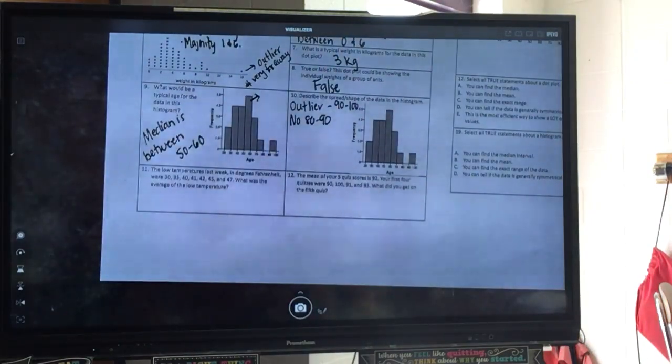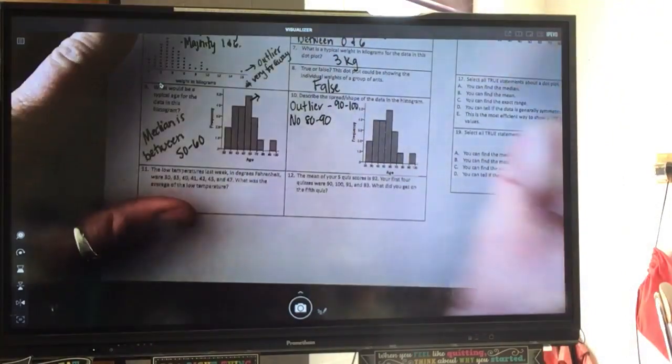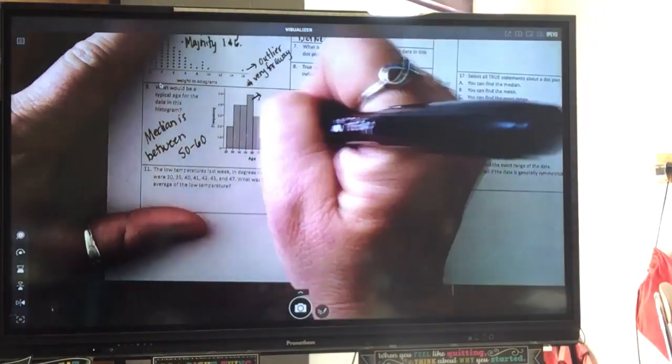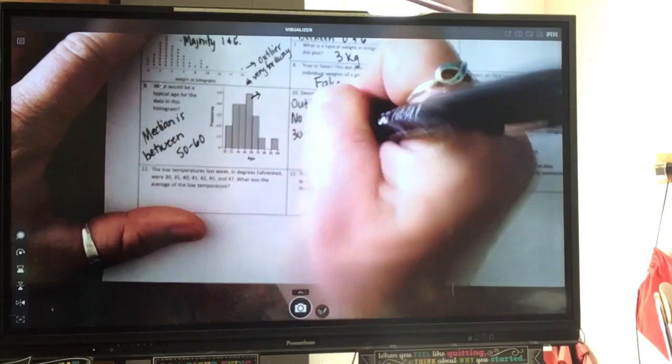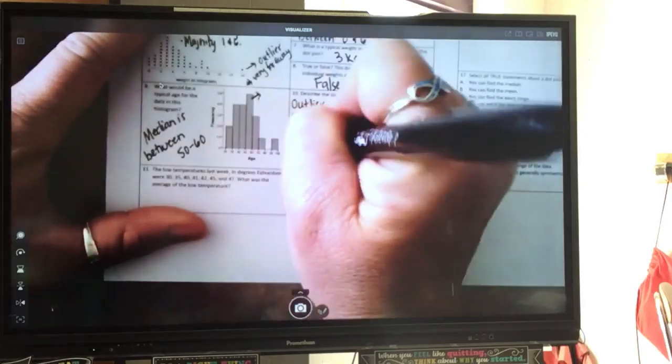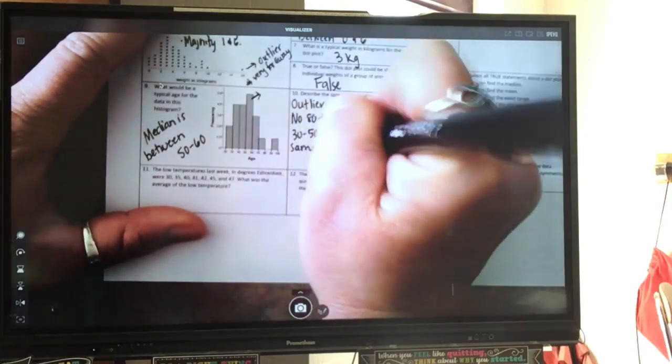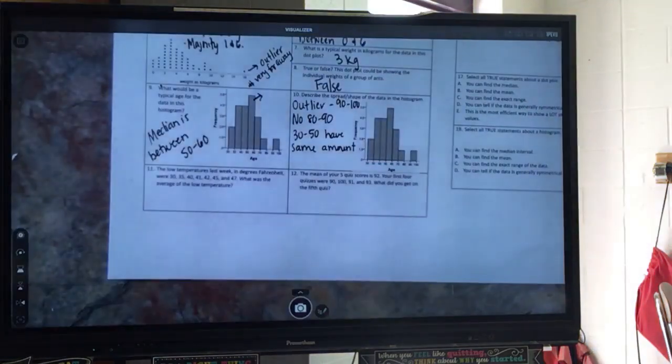Delilah? From 30 to 40, it looks equal. Looks equal? So 30 to 40 or 30 to 50? Oh yeah, 30 to 50 have the same amount. Alright. Anything else you guys want to add?